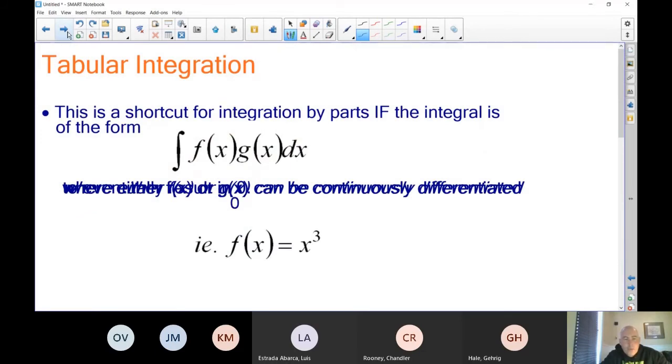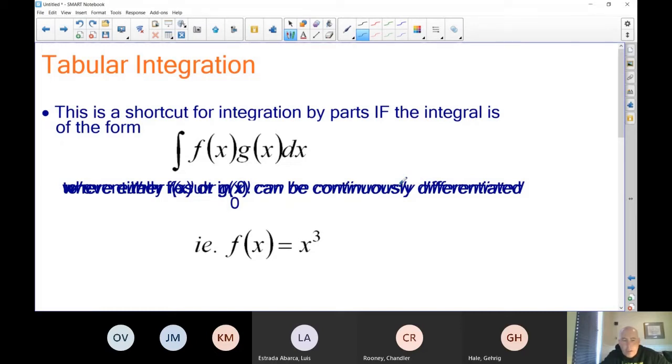Now, for situations like the one I just showed you, there is a shortcut. The shortcut is called tabular integration. I'll just show you quickly how it can work. Now, it doesn't work all the time.